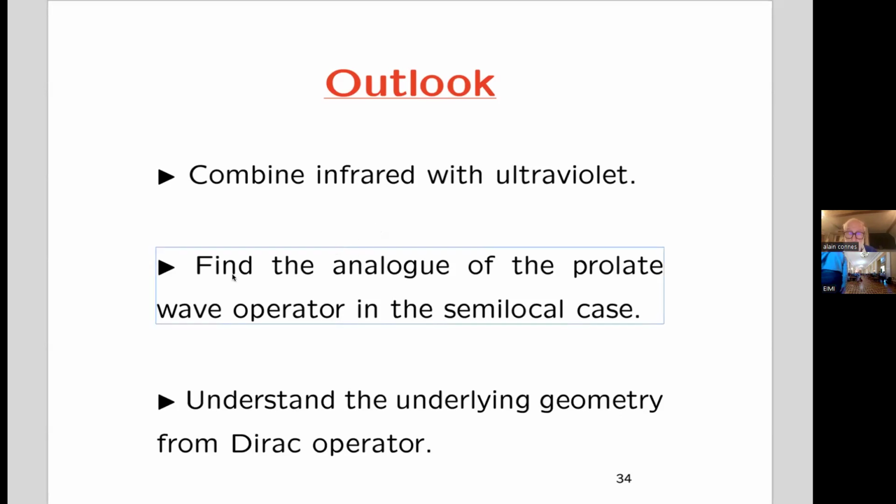That's exactly what I wrote here. Find the analog of the Prolate wave operator in the semi-local case. You see, what people don't know is that, concerning the Riemann hypothesis, it's enough to solve it for finitely many primes at a time. And so in my paper in 1998, I explained that there is a Hilbert space framework, which is called the semi-local framework, for which I proved the trace formula. It's enough to deal with finitely many primes.